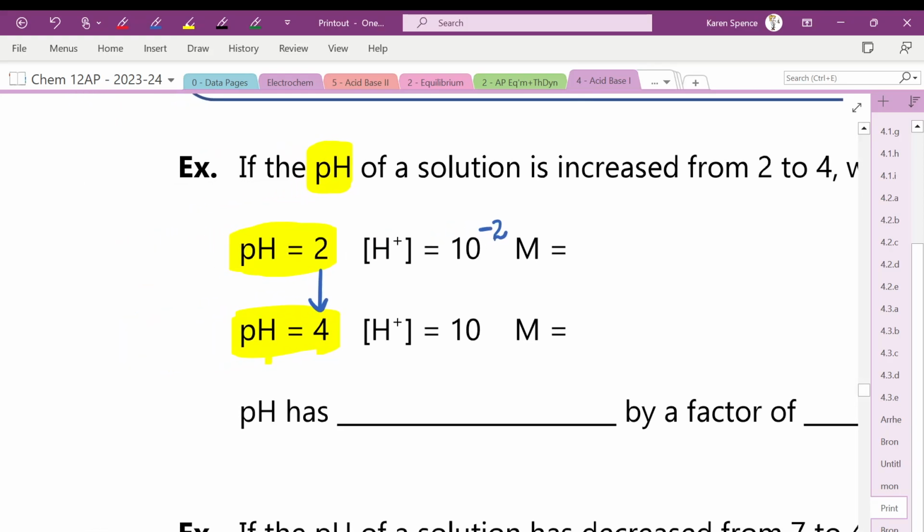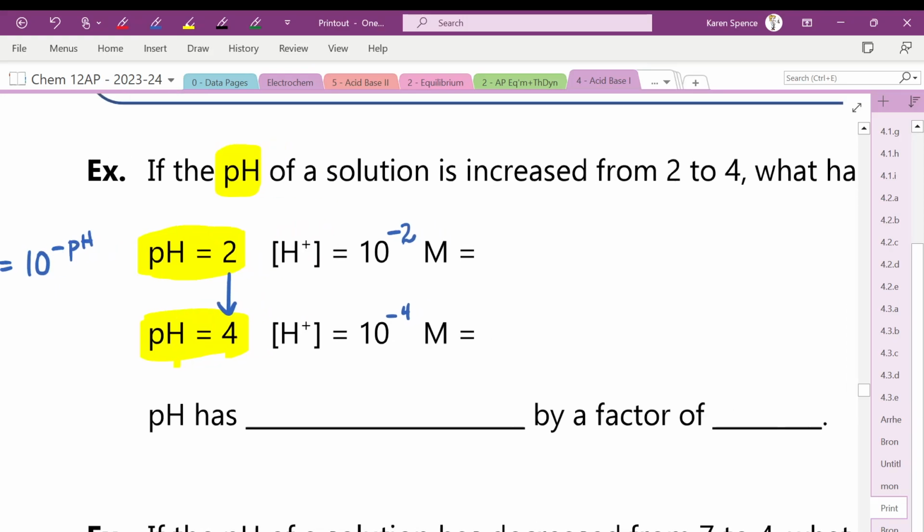Let's write that over here. Concentration of hydrogen is equal to 10 to the power of the negative pH. So if pH is 4, what is the concentration of hydrogen ion? It's 10 to the negative 4 molar.